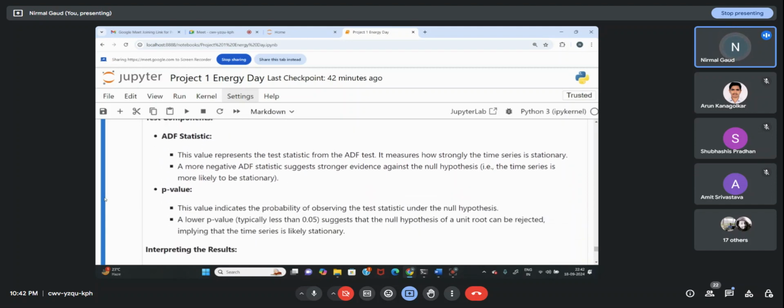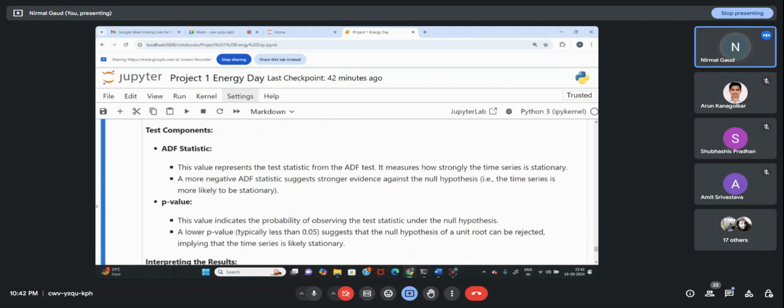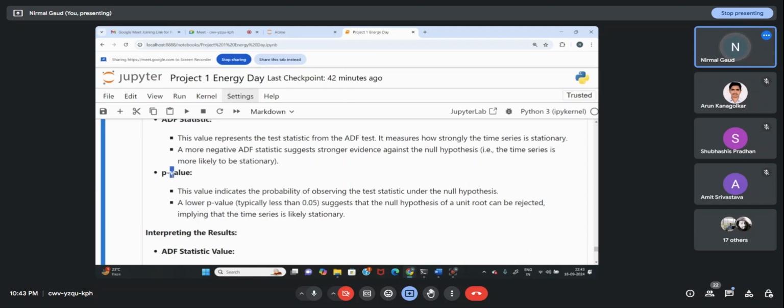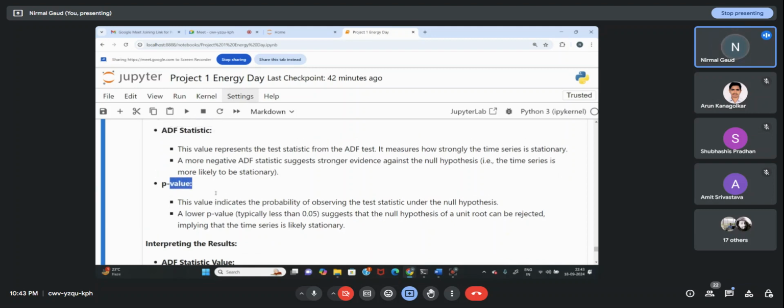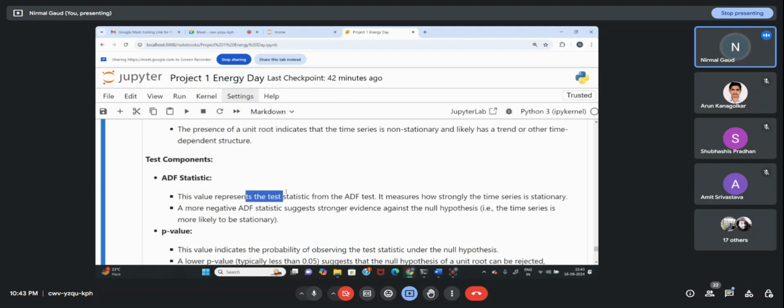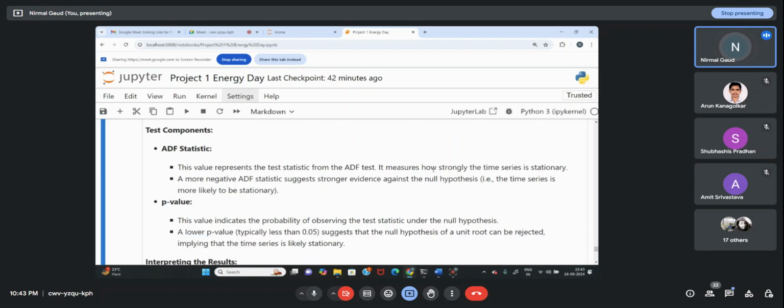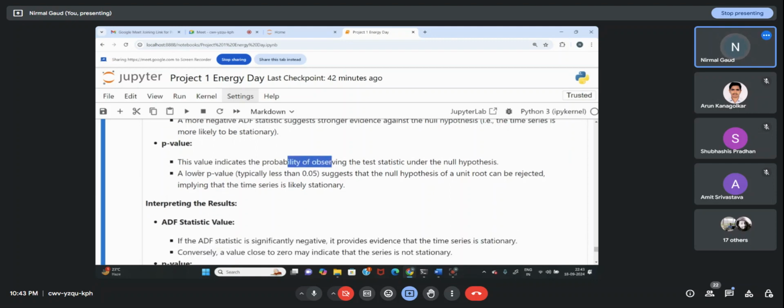Before that, don't apply. And for that, we have two things to check. One is the F statistic, one is the p-value. The F statistic is the test value. It measures how strongly the time series is stationary. And the p-value indicates the probability. Typically its threshold is 5% or 0.05.